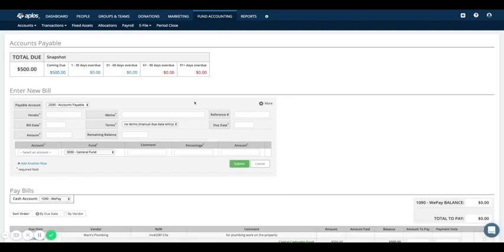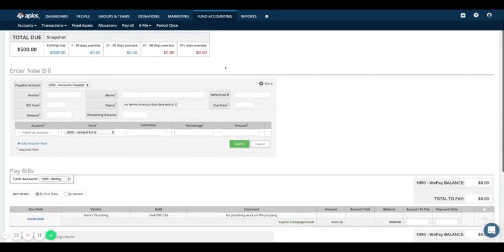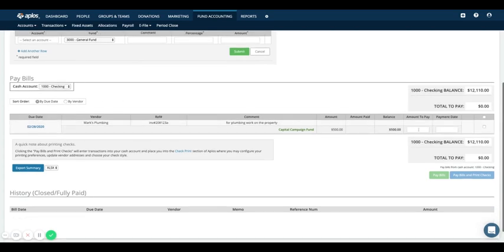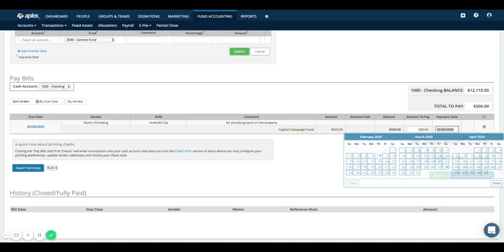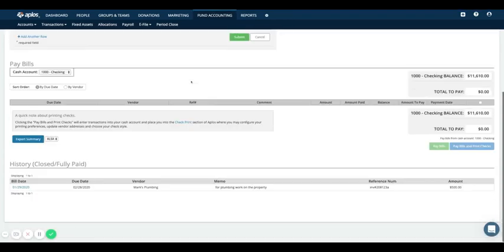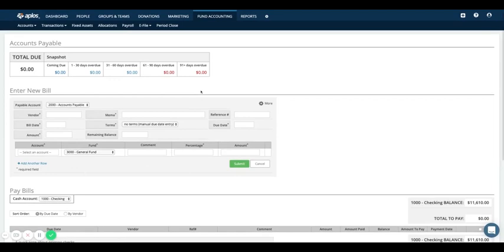So what that does is now I have a snapshot up at the top to say I have $500 owed, and if I scroll down, there's a Pay Bills section where I can now choose what account I'm paying this out of, and then I can choose when I'm paying this bill. So let's say I paid all 500 of it. Let's just say I'm paying it today, 2/6, and then Pay Bills. So again, what this is doing is it's creating two separate entries. There is first the entry of the accounts payable, and then second, there is the payment of accounts payable.